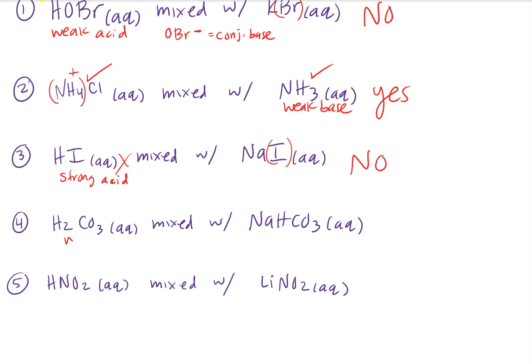Number 4, you got H2CO3. That's carbonic acid. That is weak. And I'm putting it together with sodium bicarbonate. Isolate that negative ion, HCO3 negative. Hey, that is the conjugate base of my weak acid, H2CO3. It's just missing a hydrogen. So yes, this is going to be a buffer. Number 5, I got HNO2. That is a weak acid. And look what we're mixing it with. We're mixing it with a salt solution that contains lithium and nitrite ions. And nitrite is the conjugate base of this weak acid, HNO2. So yes, you have a buffer.